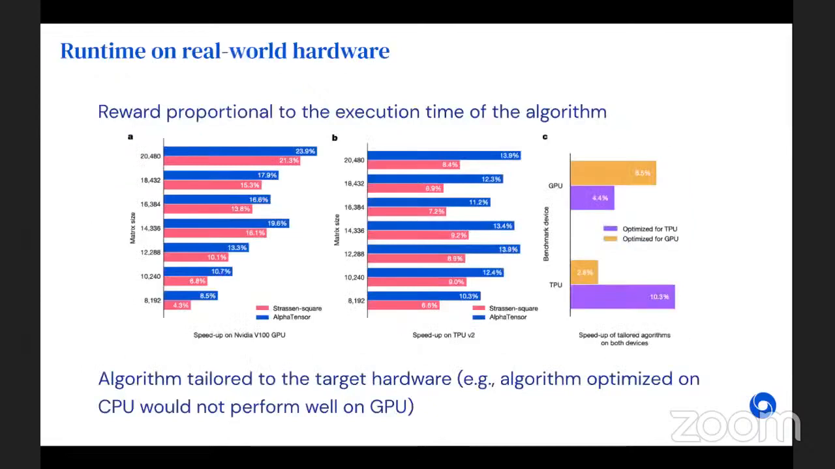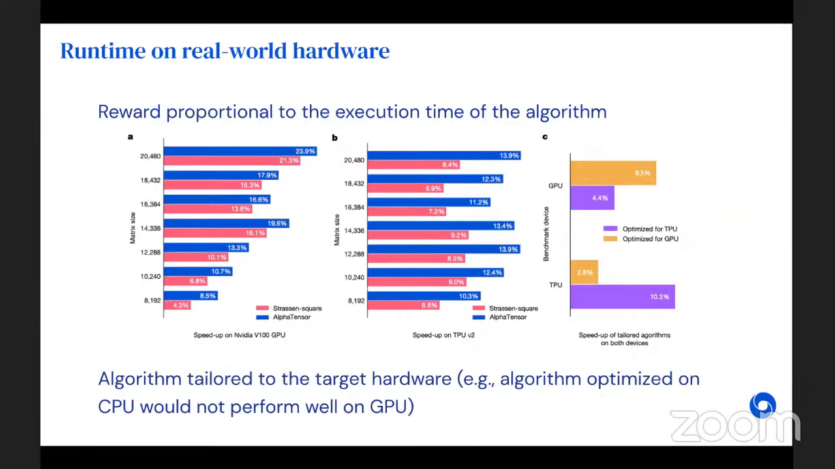And the algorithms that you get are faster than the known algorithms on the hardware. We tried here V100 and TPU version 2 on matrices that are large enough. We considered 8,000 by 8,000 till 20,000 by 20,000 matrices. The interesting bit is that the algorithms that you get are specifically tuned to the particular hardware, and that's what we really wanted to check, right?